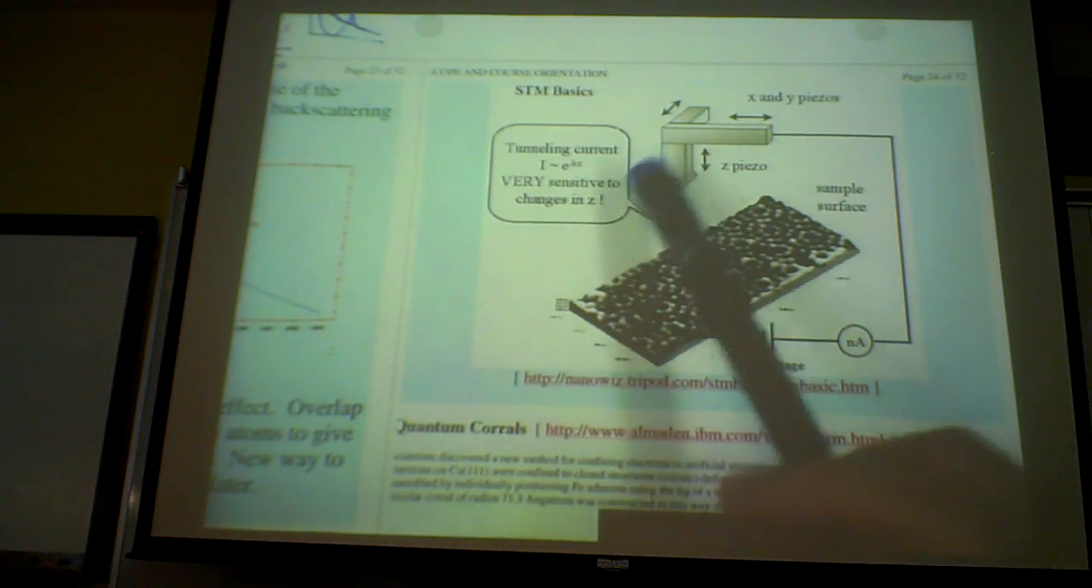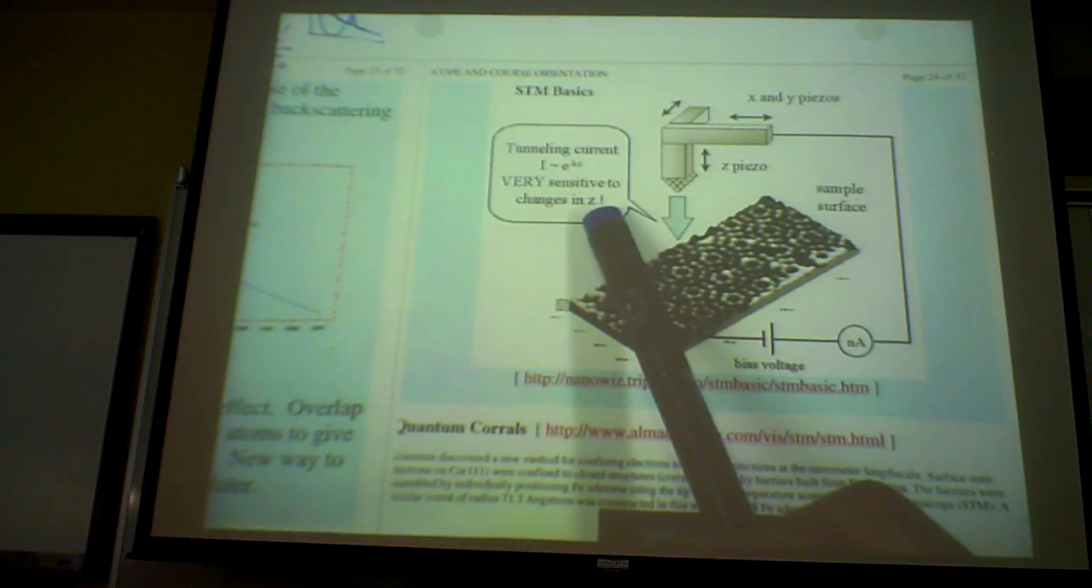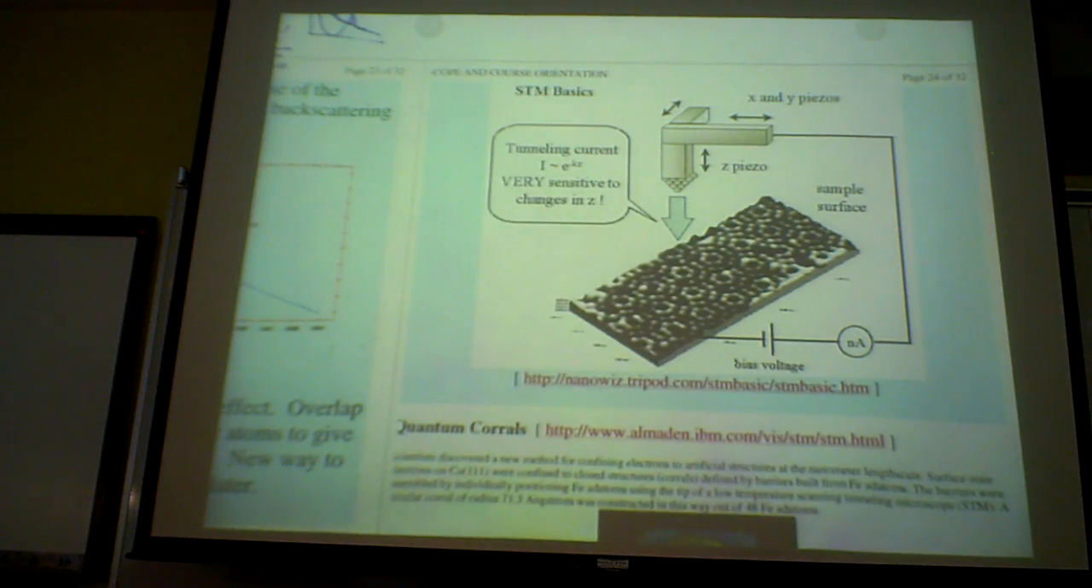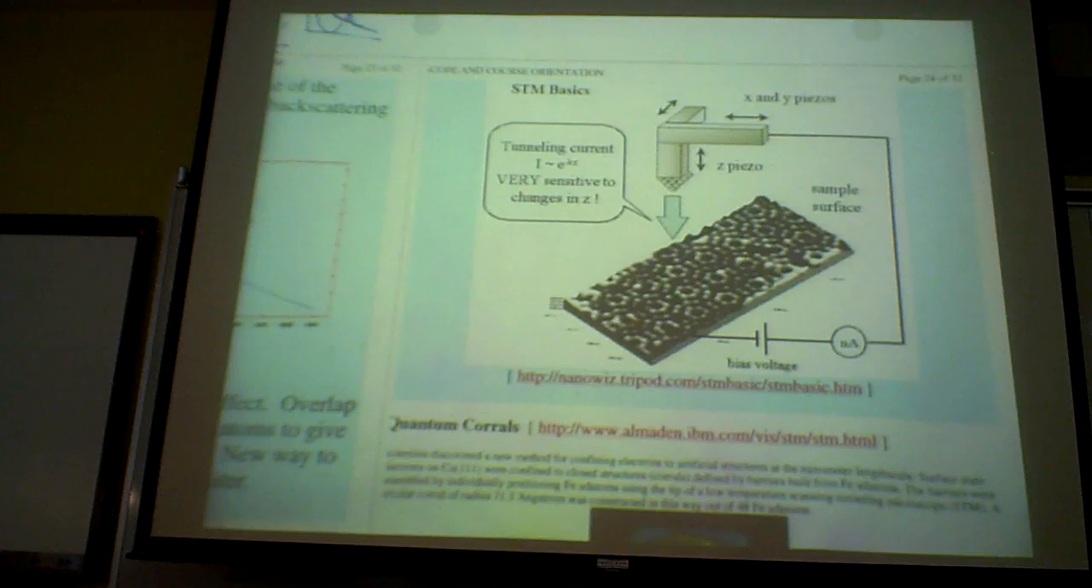Why? Because this tunneling current depends exponentially on z, how far away they are. So if you are too far away, you drop off very quickly. So this gives you atomic resolution. You can actually image the electronic position of the surface. But there are problems with this. I'll explain when we get to the STM part.